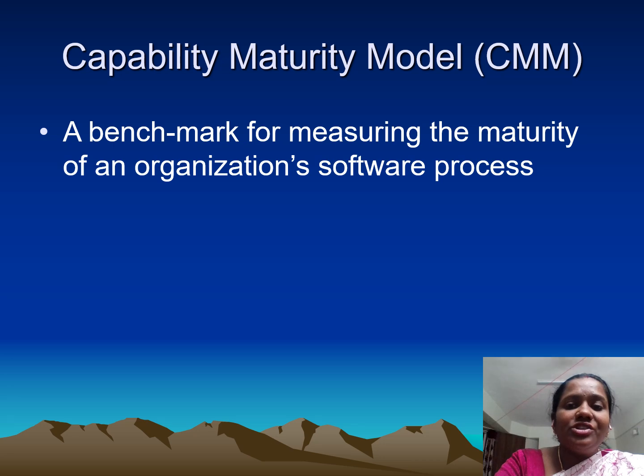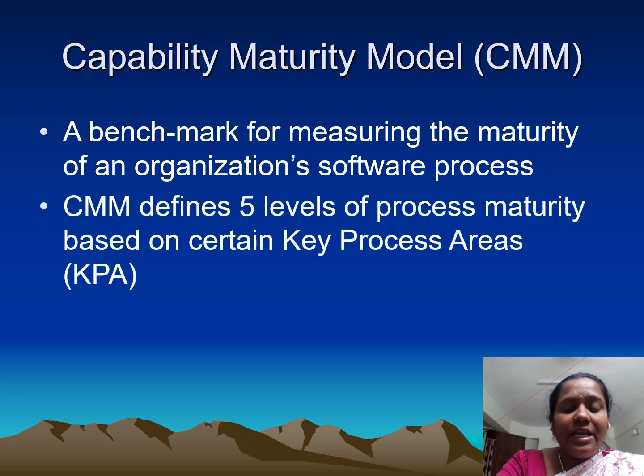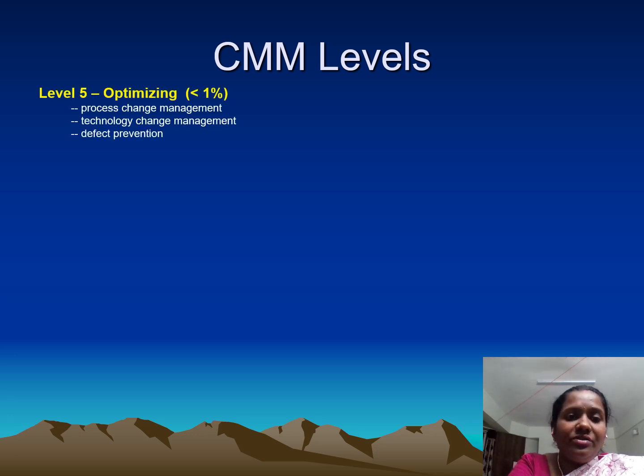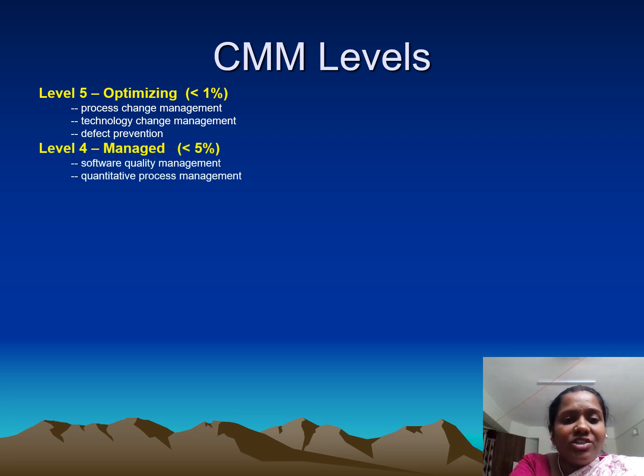A benchmark for measuring the maturity of an organization's software process. CMM defines 5 levels of process maturity based on certain process areas. We have the CMM levels as 5 statuses. Level 5 is optimizing, which consists of process change management, technological change management, and defect prevention. Level 4 is managed: software quality management and quantitative process management.